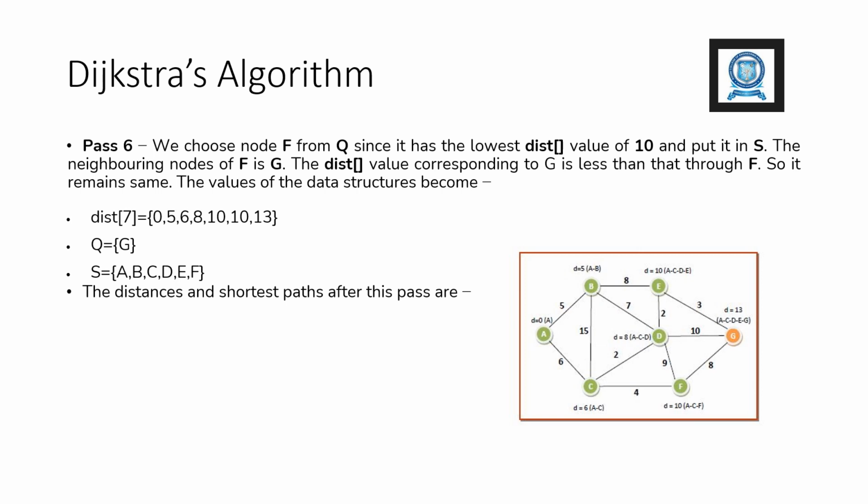In pass 6, we choose node F from Q since it has the lowest dist value of 10 and put it in S. The neighboring node of F is G. The dist value corresponding to G is less than that through F, so it remains the same. The values of the data structures become dist of S is equal to 0, 5, 6, 8, 10, 10, 13. Q is equal to G. S is equal to A, B, C, D, E, F. The distances and shortest paths after this pass are shown in the figure.